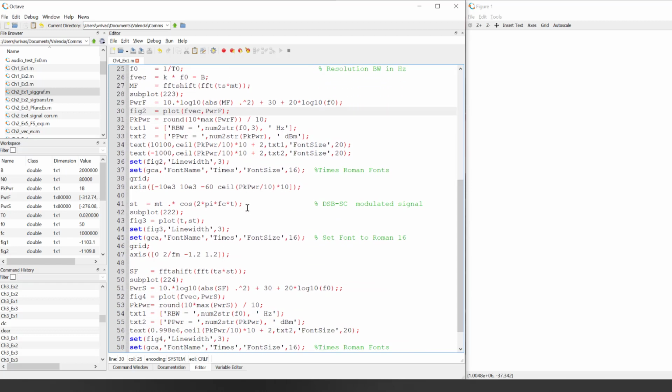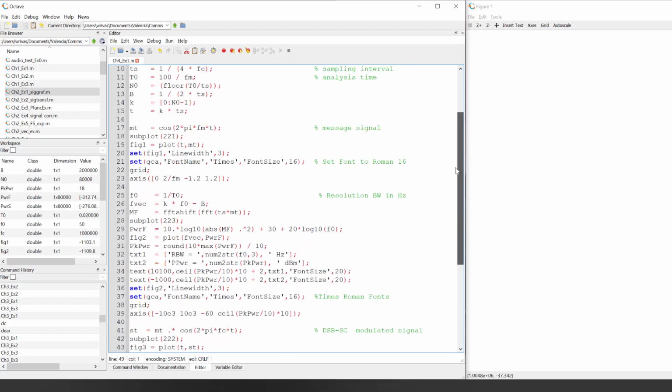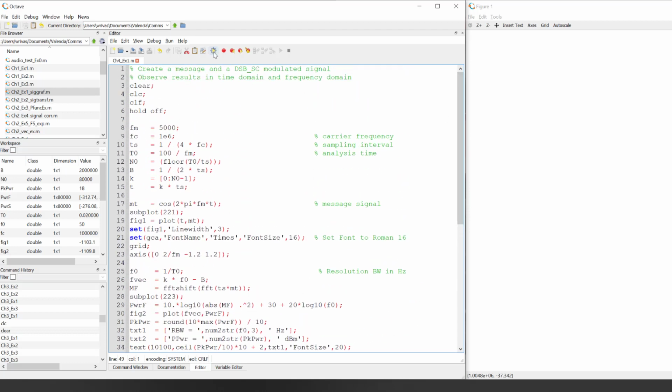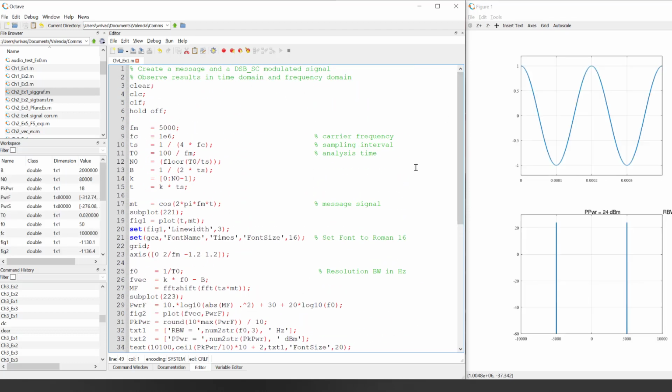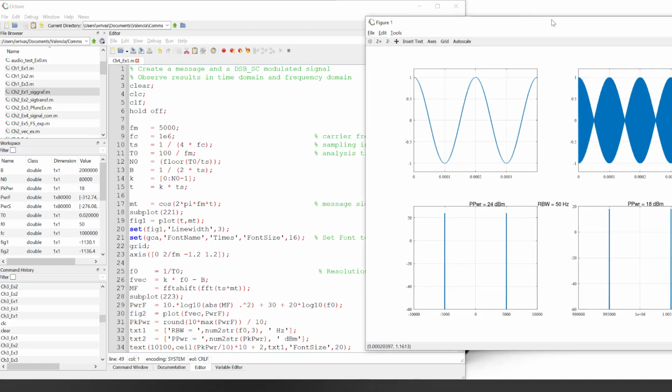And then here on line 41, this is our double sideband suppressed carrier signal. Notice I just multiply M of t by the cosine of 2 pi f of c. Okay, and then the rest of it is just the Fourier transform and then some more plots. Okay, let's go ahead and run this. All right, let me bring this into view for you guys.